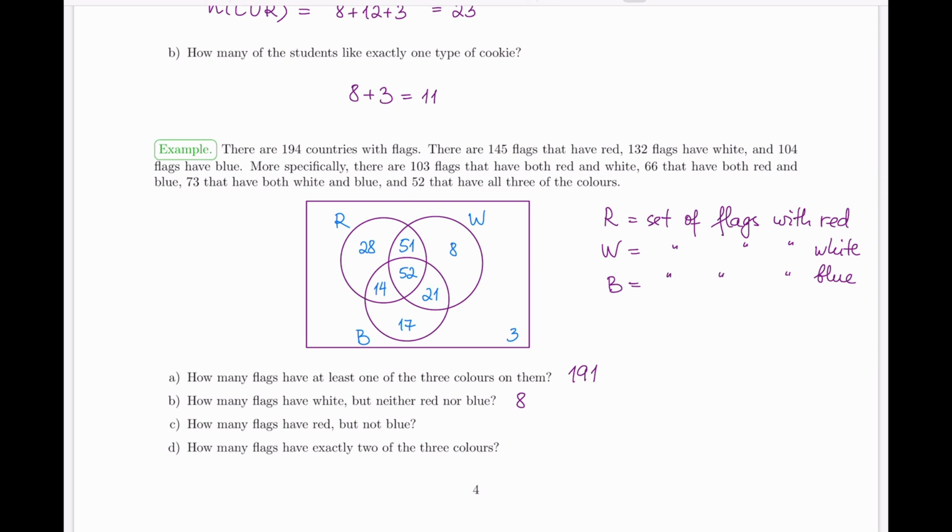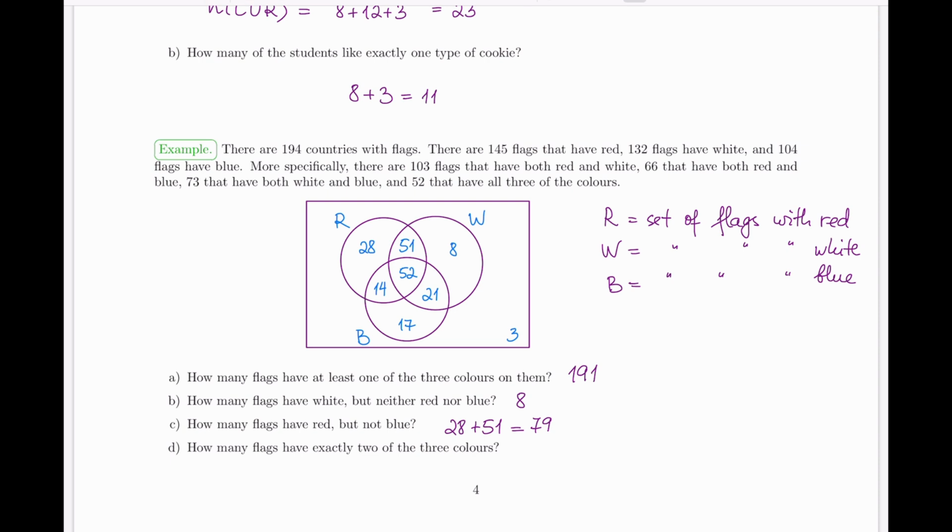How many flags have red but not blue? So I want red but not blue. It doesn't say anything about the white, so I can include that. So it's going to be 28 plus 51. Let me write that out. 28 plus 51. So overall, that would give me 79.